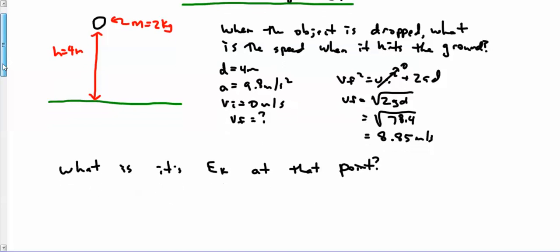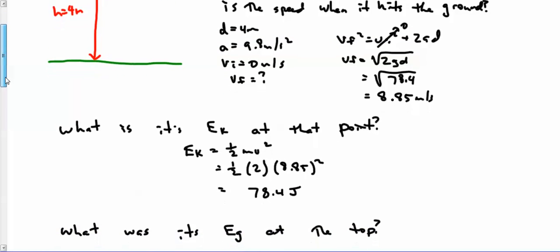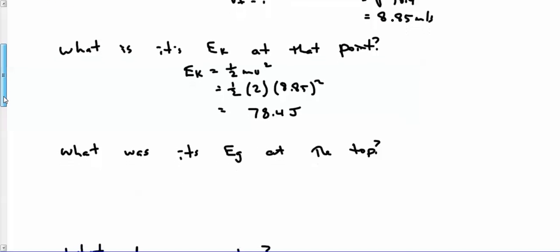So at that point, how much kinetic energy does it have just before it hits the ground? Well, I pull up my handy EK formula, which is 1/2 mv squared. I'm going to get 1/2 times mass of 2 times 8.85 squared, and I punch it in my calculator and I get 78.4 joules. I'm getting to a point here, just doing some math so I can look at some numbers.